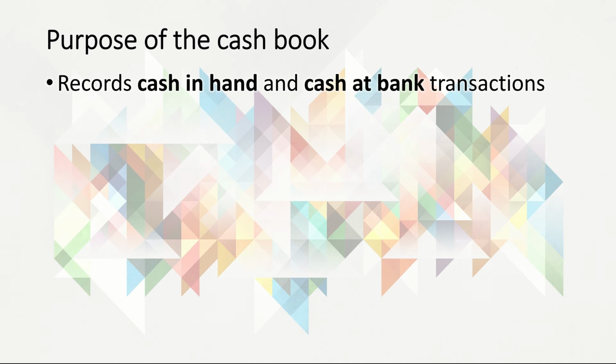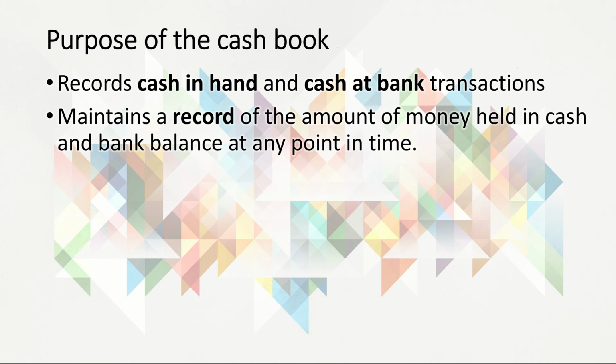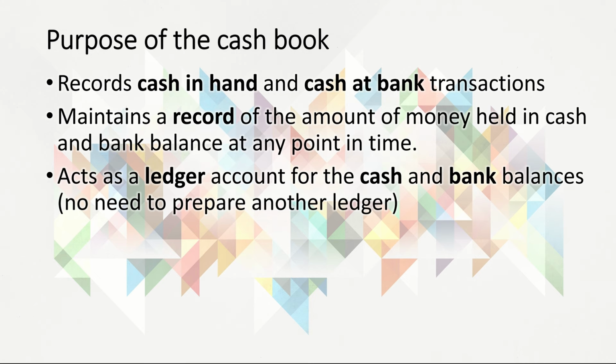So let's start with the cash book first. Now, the cash book will record all the cash and all the bank transactions. It is also a record of the amount of money that you have in the cash account and bank account at any one point in time. All you need to do is to take the debit balances minus the credit balances. You will be able to find out how much cash in hand or cash at bank balance at any one point in time, right? So it is a ledger account for cash and bank balances.